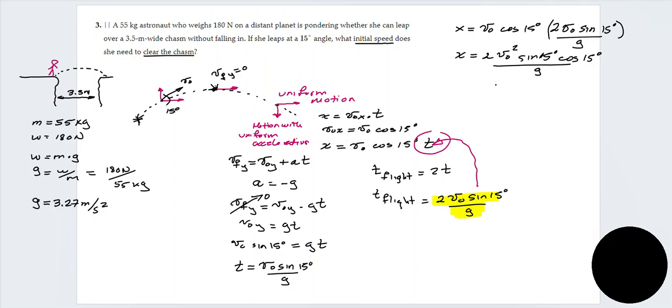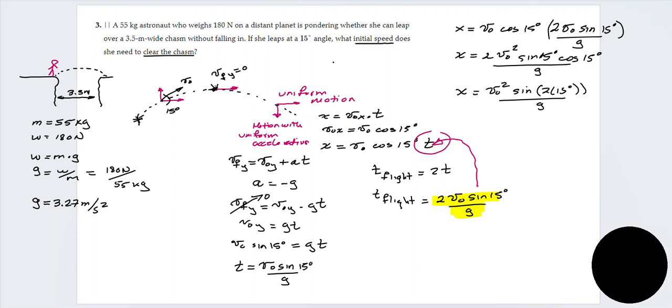Now we know from trigonometry that 2 times sine of 15 degrees cosine of 15 degrees will be the sine of 2 times 15 degrees, the sine of the double angle. So x would be v sub 0 squared sine of 2 times 15 degrees over g, right? So of course this would be 30 degrees, right?